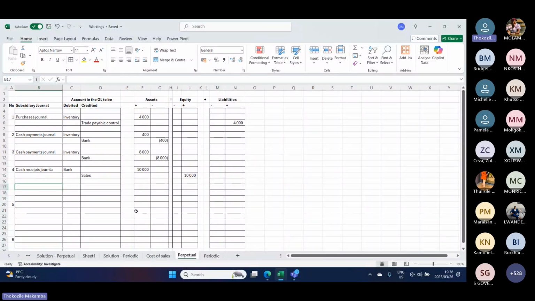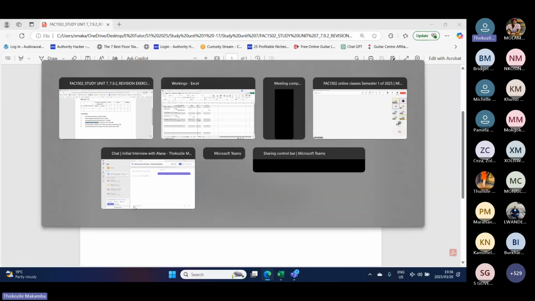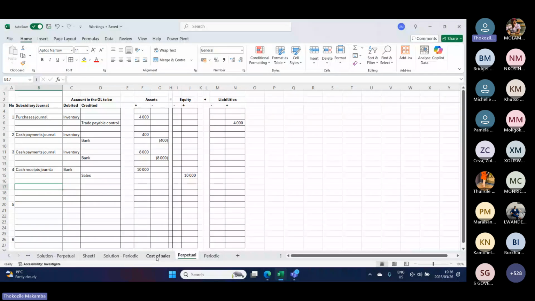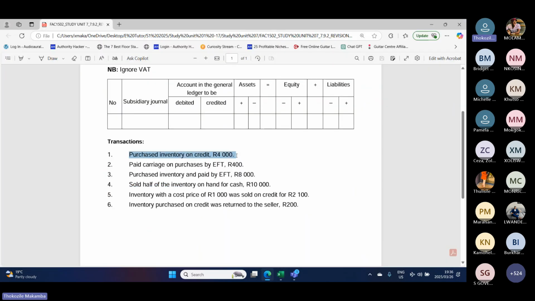But now we have to calculate the inventory on hand, and it says we sold half the inventory on hand. Now we have to determine how much inventory we have on hand. So remember that we purchased inventory on credit for 4,000, over there.